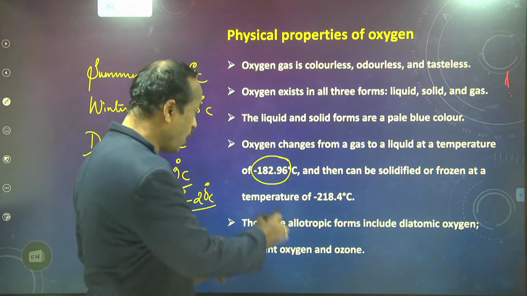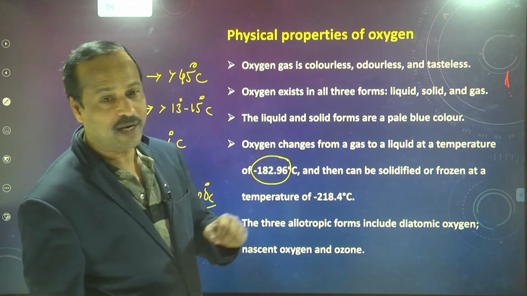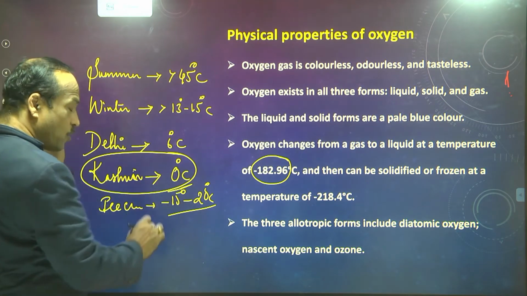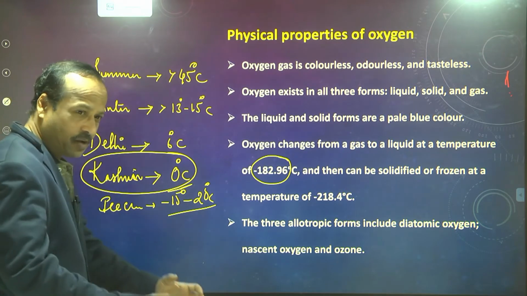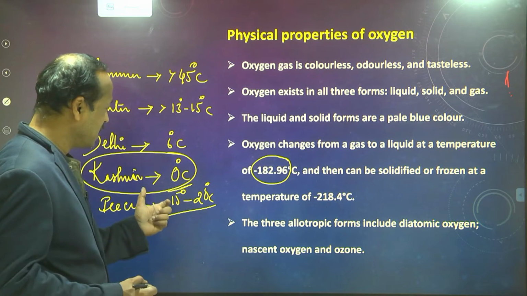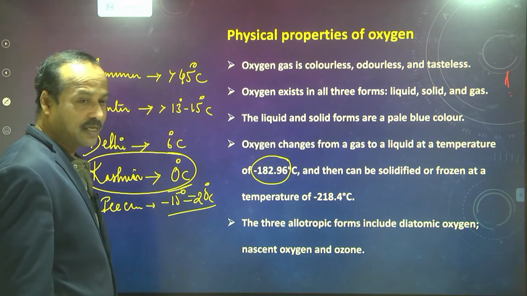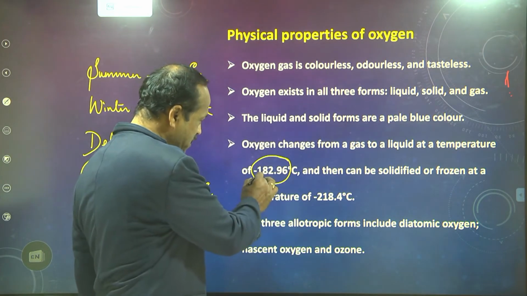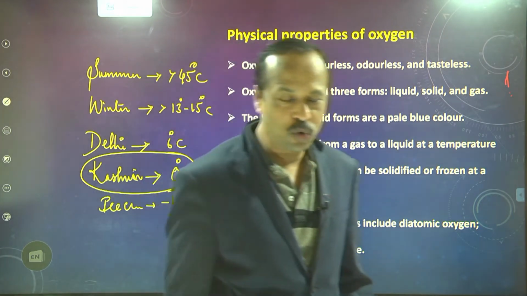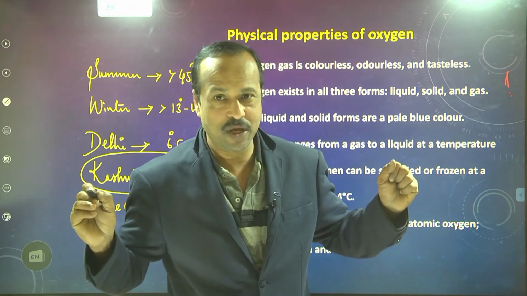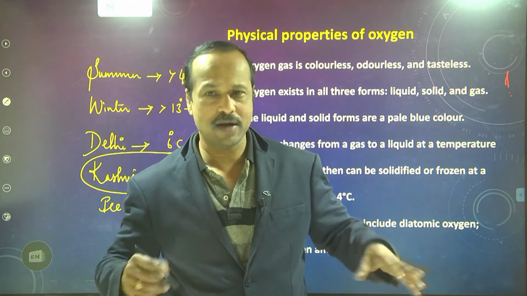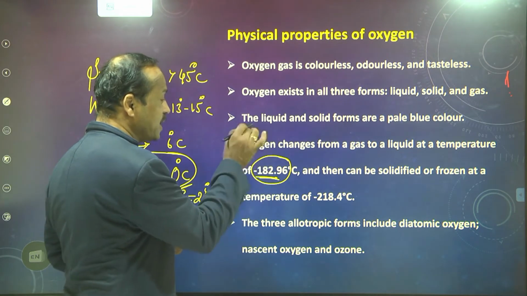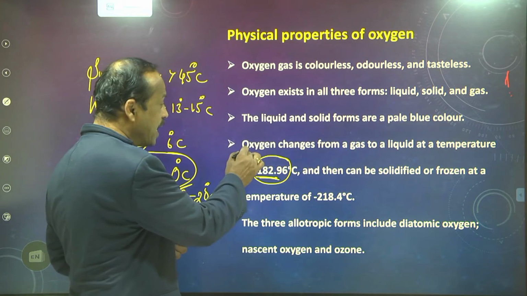Now if you go further down, till minus 182.96. In Kashmir, at 0 degrees Celsius, water becomes ice. Ice cream from the deep freezer is solid at minus 15 to minus 20 degrees Celsius, which is too cool. But if you go much cooler, to minus 182, our whole body freezes, our blood becomes solid, every part of our body becomes solid, and we cannot live.